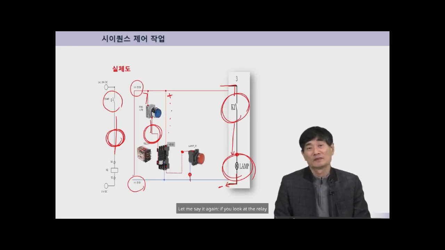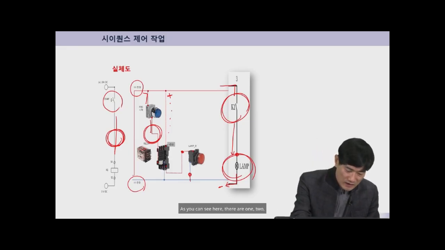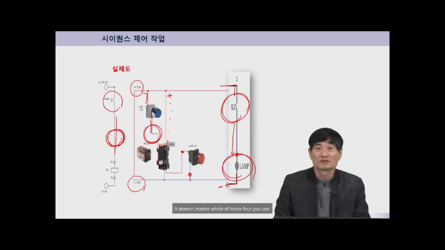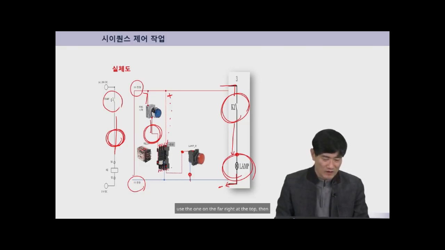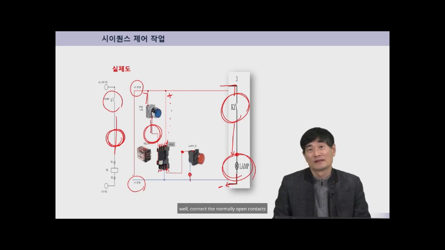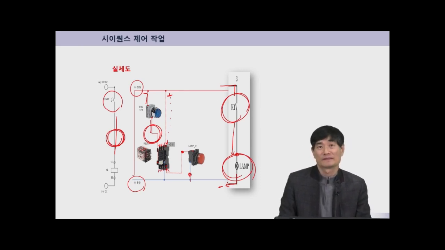Let me say it again. If you look at the relay socket here, there are 4 normally open NO contacts. As you can see here, there are 1, 2, 3, 4 at the top. It doesn't matter which of those 4 you use. There's no problem. And regarding those 4 terminal pins on the opposite side, if you use the one on the far right at the top, then use the one on the far right at the bottom as well. Connect the normally open contacts together and then indicate that with the pin numbers.